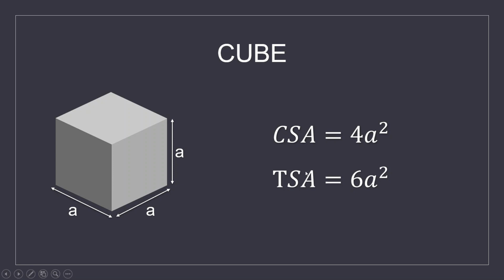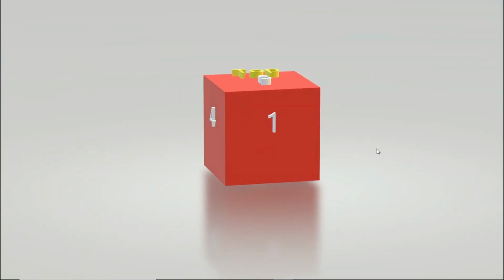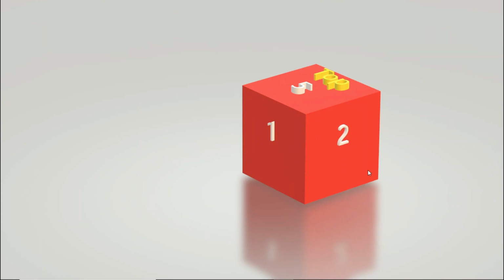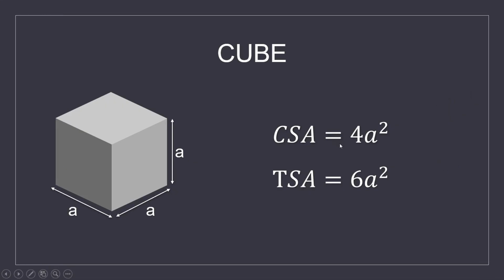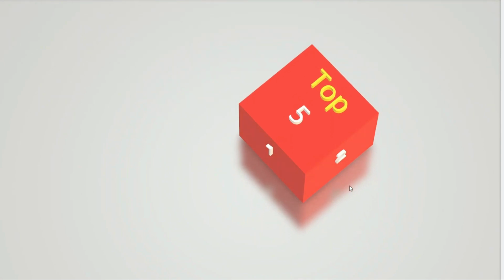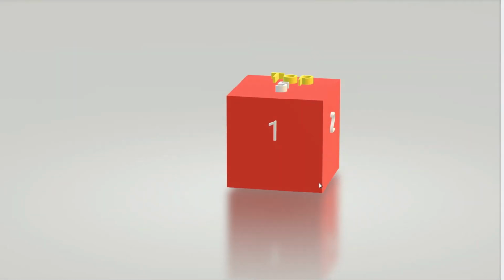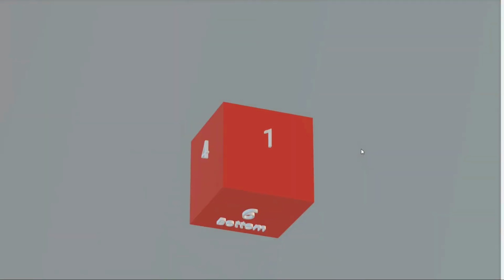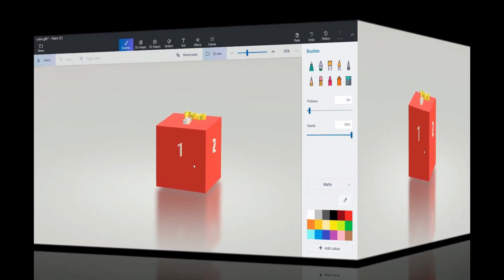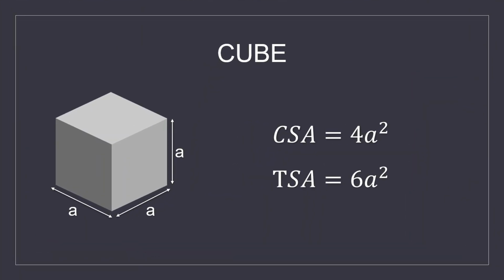Why? Because we have 4 surfaces which have the shape of a square, and the area of a square is a². So we have 4 squares, which means the curved surface area of a cube is 4a². Now for total surface area, we have all the 4 sides including this 5th and 6th sides, right? So in total surface area, all the sides will be included. So the total surface area will be that 4a² including 2 more squares, that is 4 plus 2, that is 6a². Therefore the total surface area of a cube will be 6a².